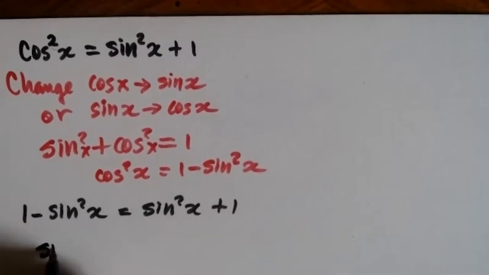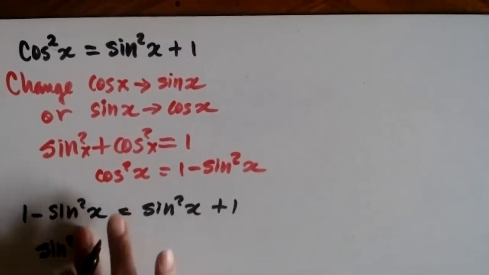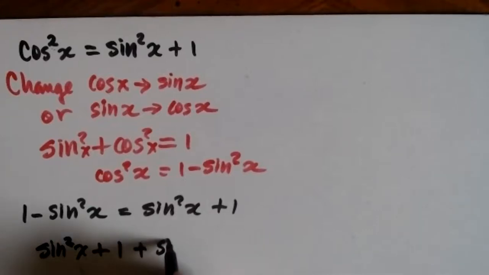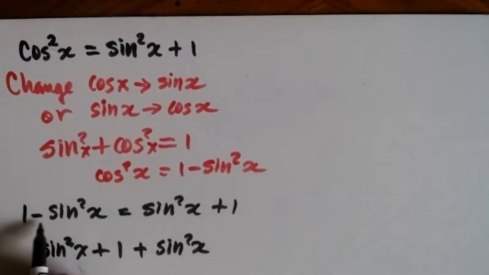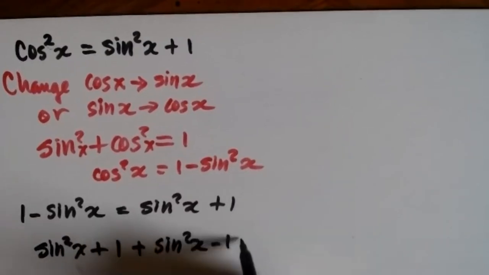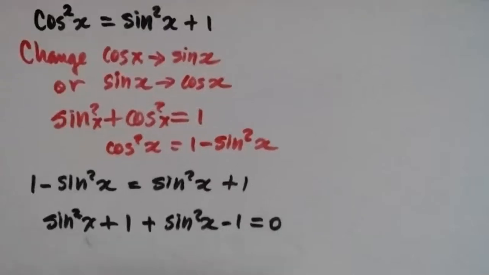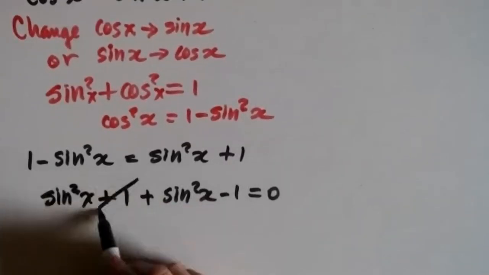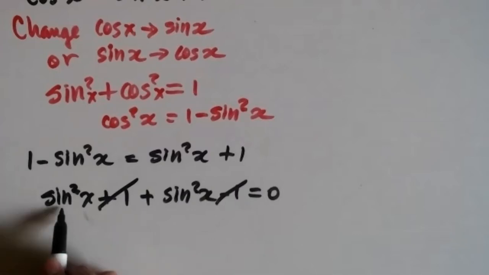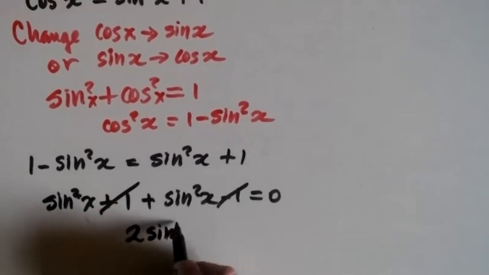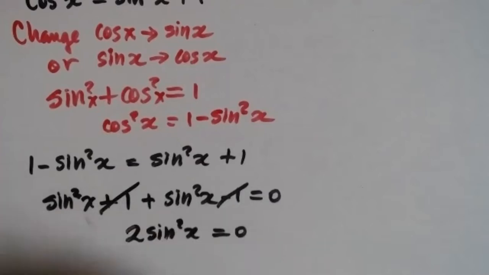So I'm going to have sine squared of x plus 1 plus sine squared of x. This one, negative, change to positive. And this plus is going to be a minus. And this is going to be 0. Okay, now I'm going to simplify. 1 minus 1, it cancels out. Sine squared plus sine squared is 2 sine squared of x equals 0.